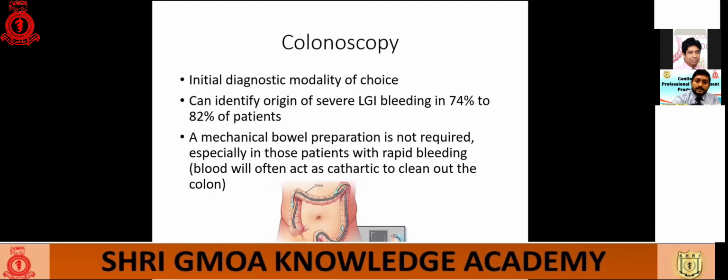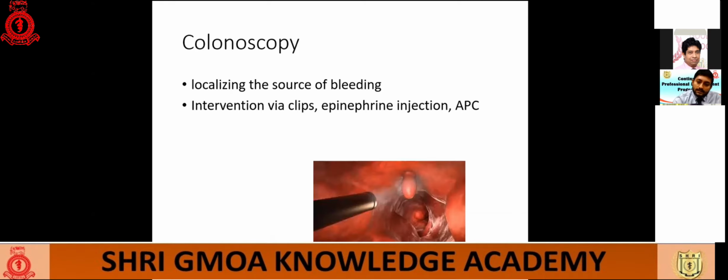So what are the other investigations that can be done? In a stable patient, the best method is to do a colonoscopy. But practically, it's quite difficult to do a colonoscopy in a bleeding patient, but an experienced endoscopist can identify the cause of bleeding about 70 to 80% of the time. The importance of doing a colonoscopy is that you can identify the source of bleeding, as well as do curative management like application of clips, epinephrine injection, and APC.